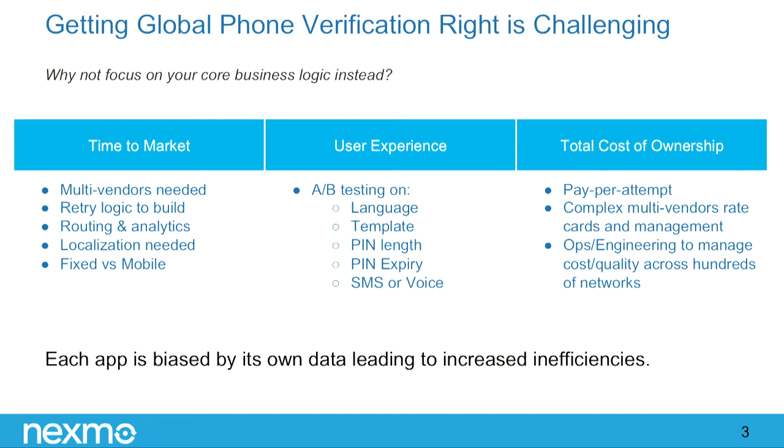And also, you only see your own data. So sometimes you can see something doesn't work. You believe that it is one vendor, so you switch to another. But actually, the problem is your application. And by seeing only your data, you cannot actually figure that out.